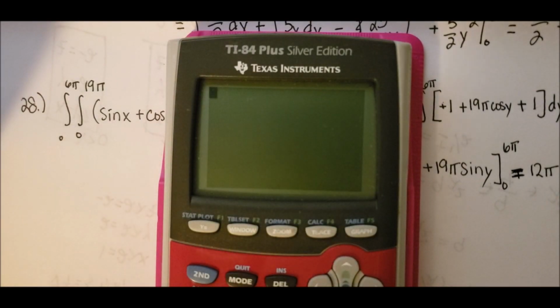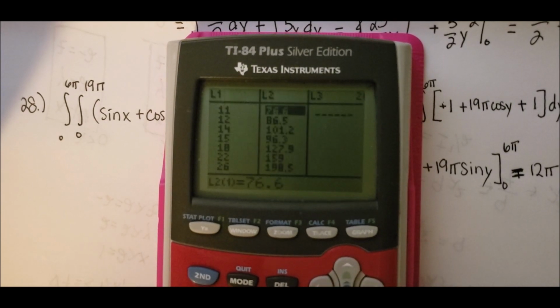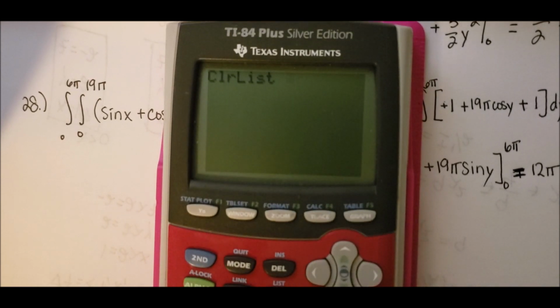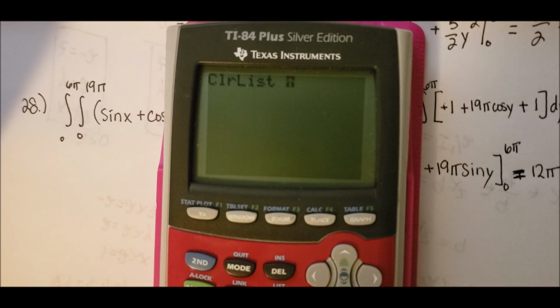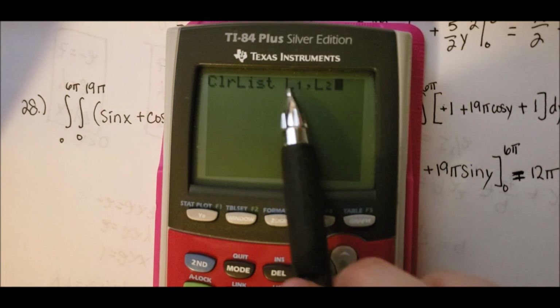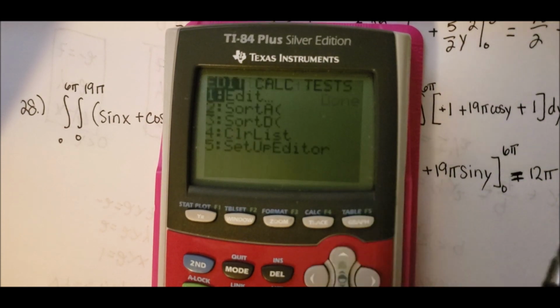And 29 is another regression problem. So we go to stat, edit. I already have stuff in there, so you go to stat, clear list. If you type second 1, comma, second 2, that's saying clear list L1 and L2. Enter, done, stat, edit.